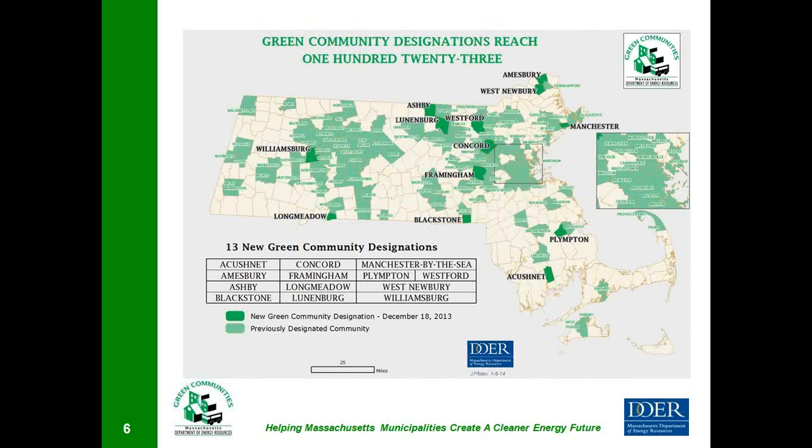To get a sense of how Green Communities split up around the state, you can see on this map all the designated Green Communities up to this point. This does not include any that will be designated this year. But you can see that it's quite nicely dispersed across the state, and we hope to have many more communities coming on board in the future.